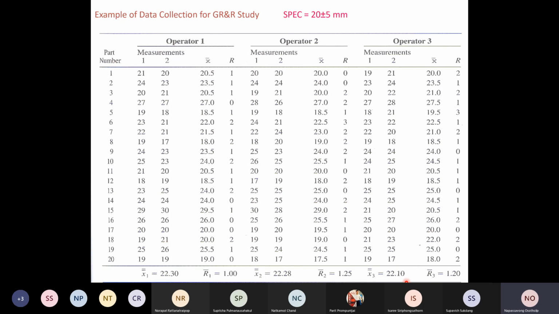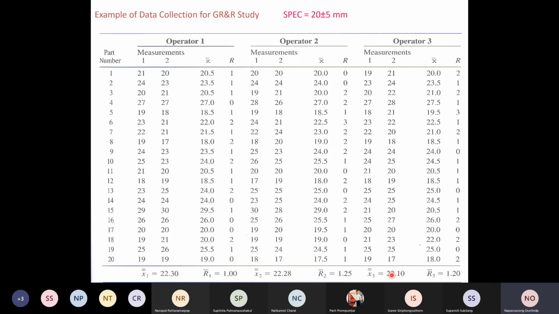And next, if you want to quantify the variation among operators, or the difference of the measurements among operators, it makes sense that you look for the maximum value. The operator that gives the maximum value is operator 1, 22.3. 22.28 is in the middle. The minimum one is operator 3. So these 3 operators give a difference by how much? That is what we want to quantify.